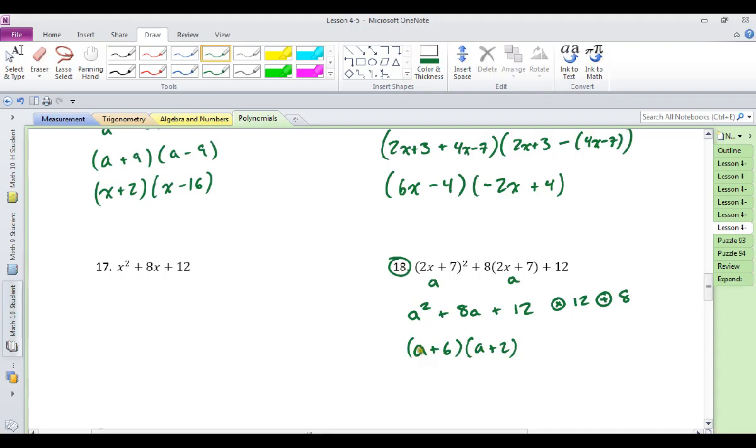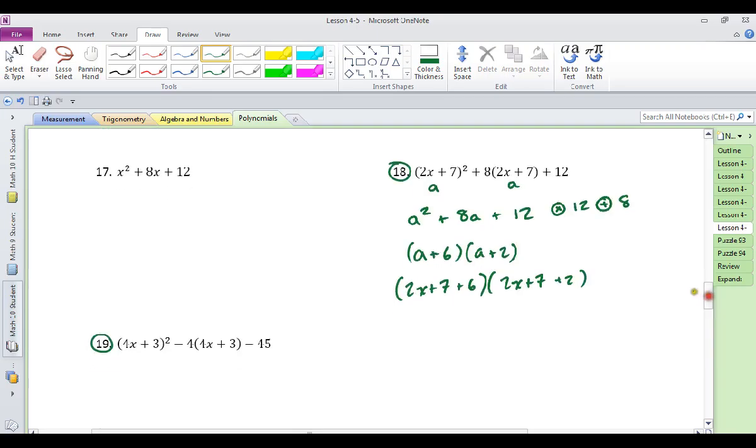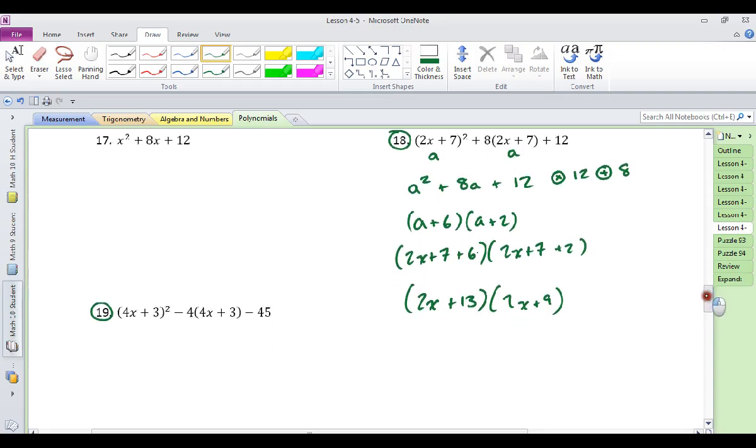But A is not anywhere in this equation, is it? What's A really? 2x plus 7 plus 6. And what's A really? 2x plus 7 plus 2. What's 2x plus 7 plus 6? 2x plus 13. And what's 2x plus 7 plus 2? 2x plus 9. See how easy it is? We're allowed to do this. Can we review more questions like that? There's a ton in the textbook.